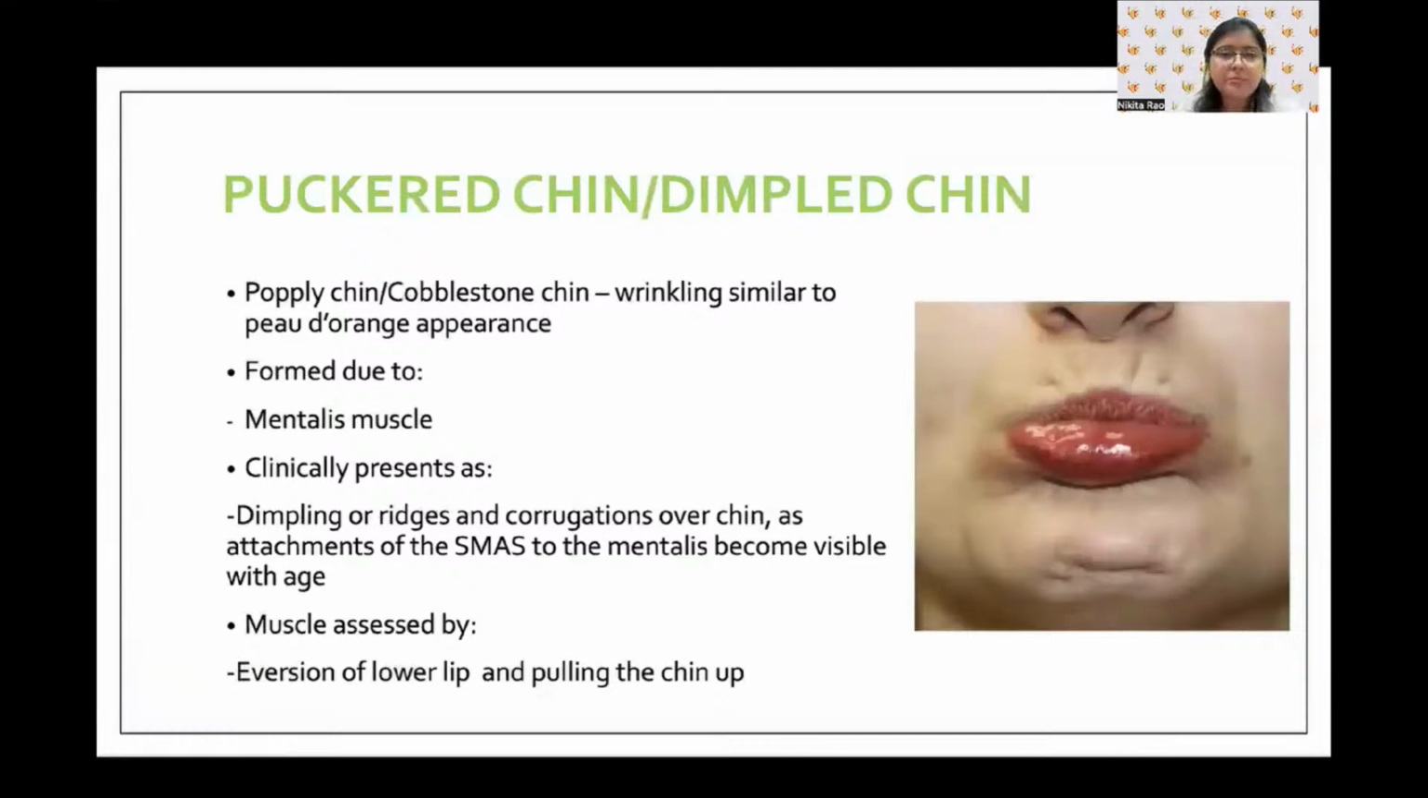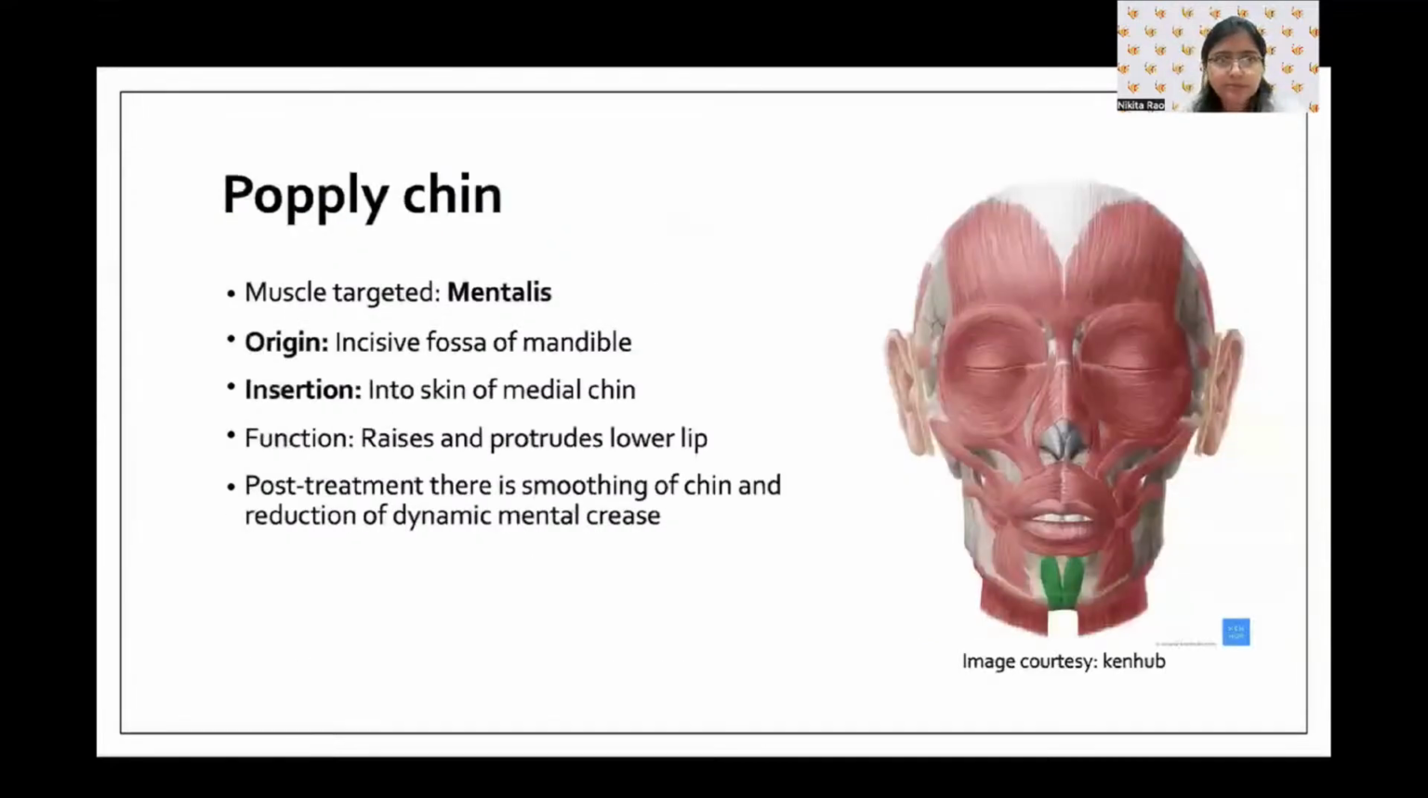Next, we take a look at the puckered chin or the dimpled chin, which is a wrinkling similar to the orange peel appearance and is formed due to the mentalis muscle contraction. It is present as dimpling or ridges and corrugations over the chin as the attachments of the SMAS to the mentalis become visible with age. The muscle is assessed by everting the lower lip and pulling the chin up.